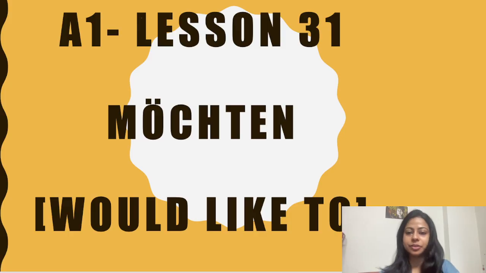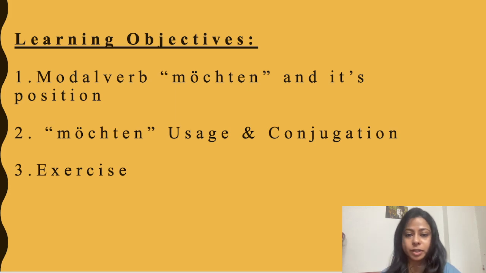A1 lesson 31, that one verb is möchten, जिसका मतलब है would like to. Now, what are the learning objectives? We will see the modal verb möchten and its position, its usage and conjugation, and then we will have a little exercise to practice what we have learned.